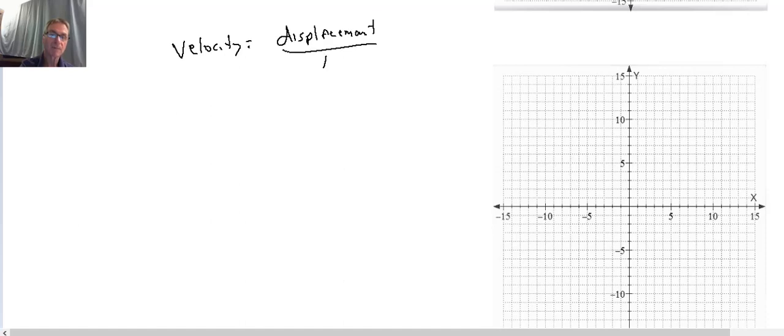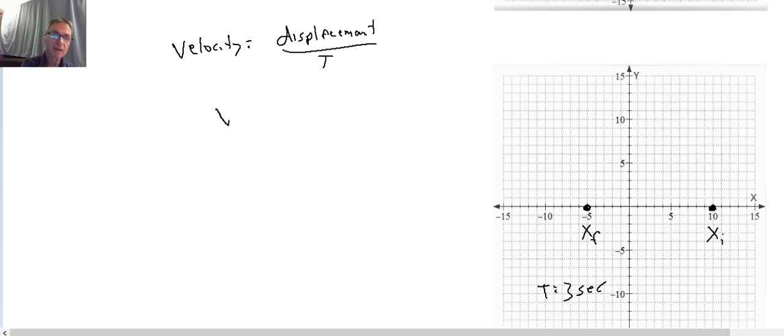is displacement over time. Okay, so let's say I start out here at the positive 10 position. That's my initial x position, and I travel all the way to the negative 5 position. This would be my x final, and I do this in 3 seconds, so a time of 3 seconds. I would like to know what my velocity was during this time.